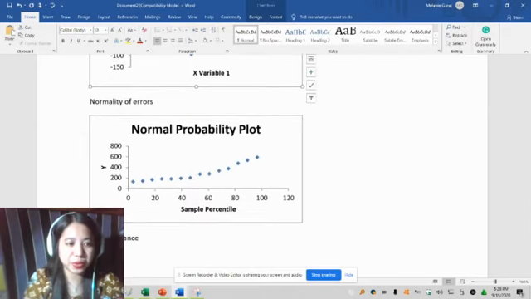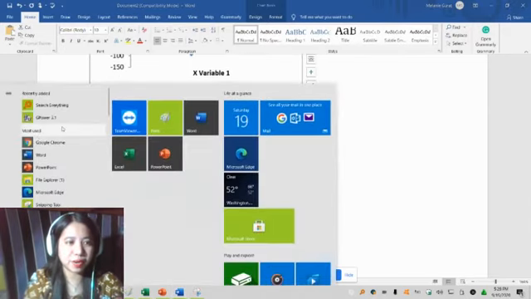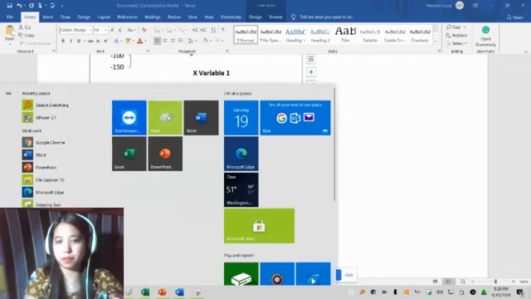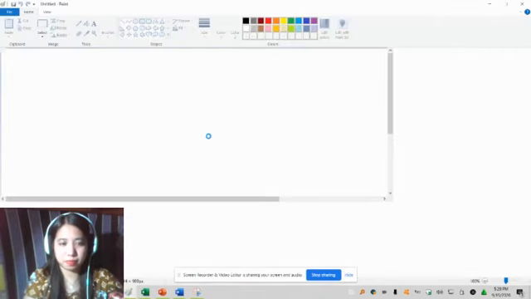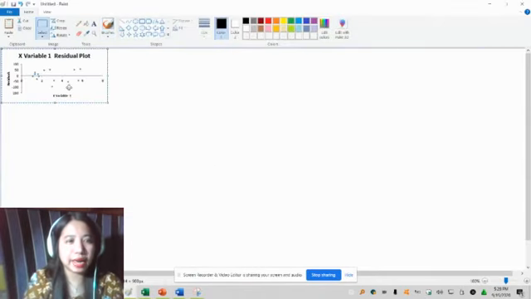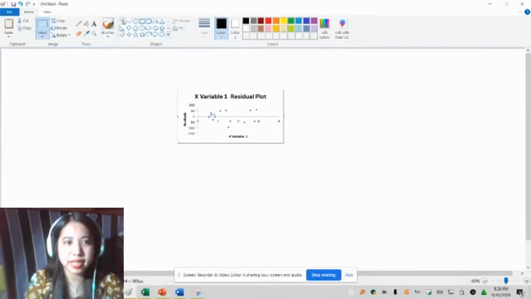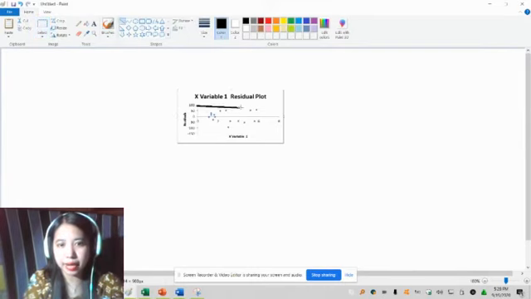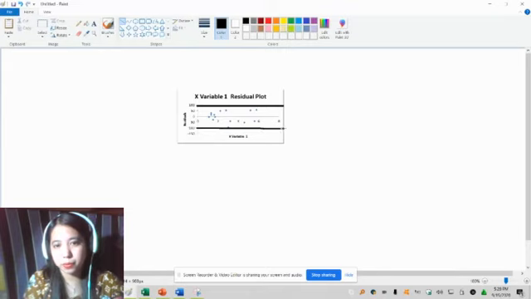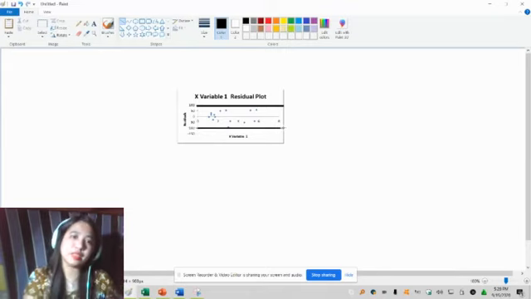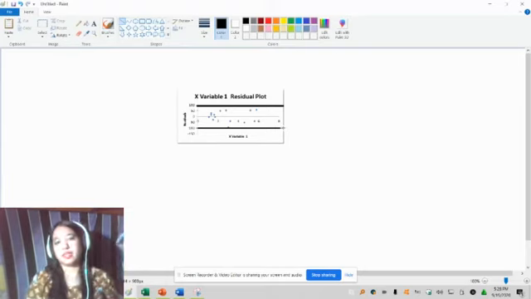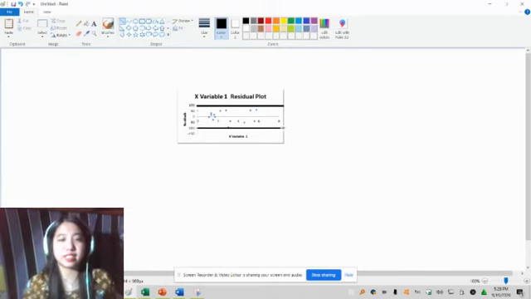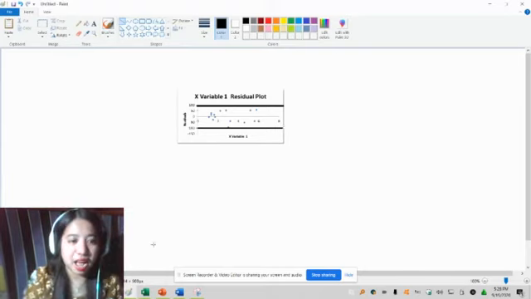Just to show you, let's consider a paint, just to show you the line that I am talking about. If we draw a line here, it's not scattered. It seems that it's just within that line, so it means that equal variances are assumed.